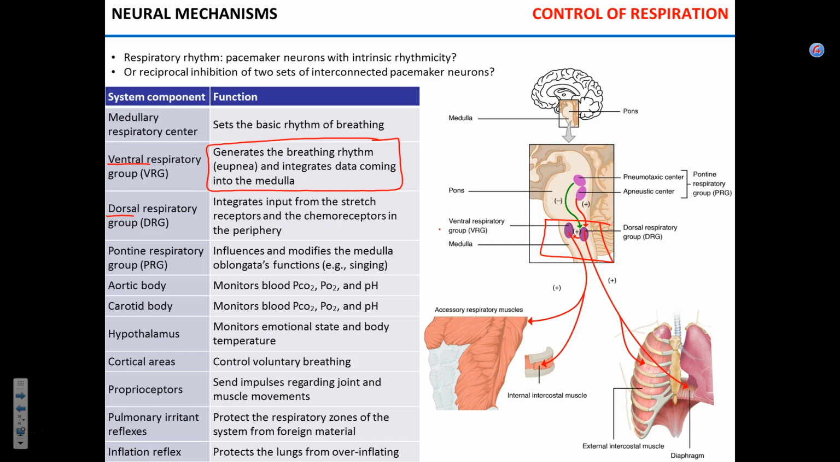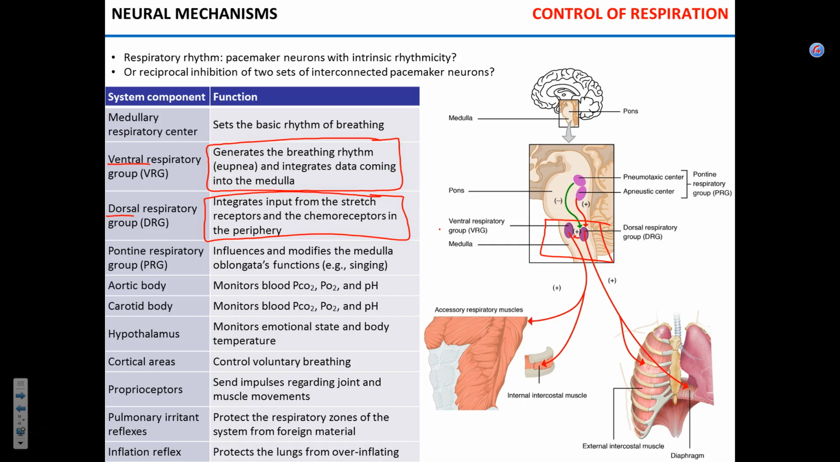Look, input from stretch receptors first. Now, what do stretch receptors tell you? If the lungs are really expanded, what should I do? Exhale. Stretch receptors ensure the smooth transition between inhalation and exhalation. Make sense?